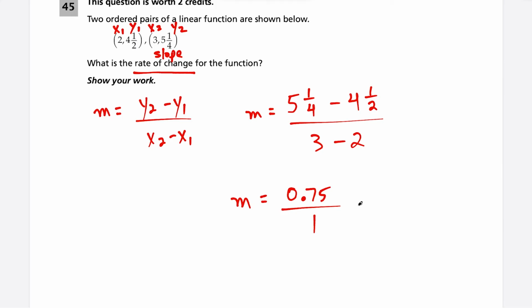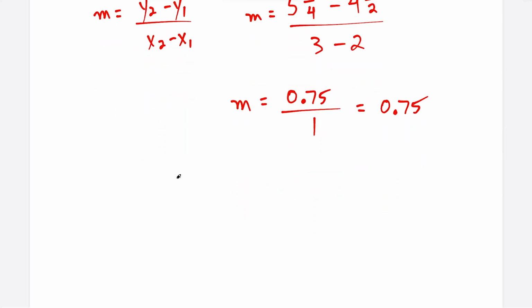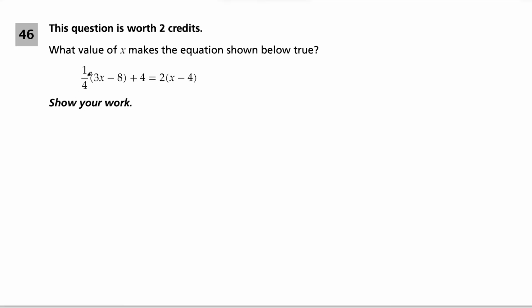is 1. So the slope works out to 0.75. So we could write our answer as 0.75, or we could write it as a fraction, 3/4. But either way, we would get full credit. So I'm just going to write the decimal value. Our answer is 0.75. Question 46, what value of x makes the equation shown below true?